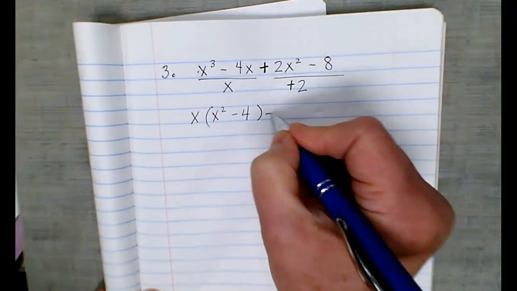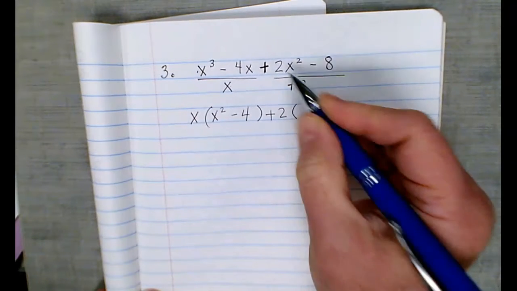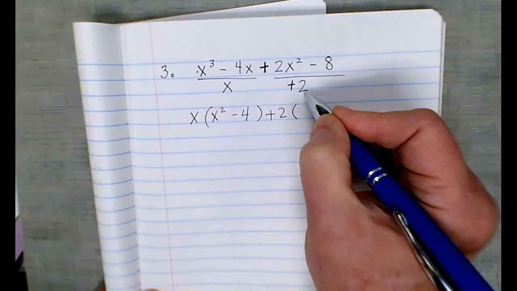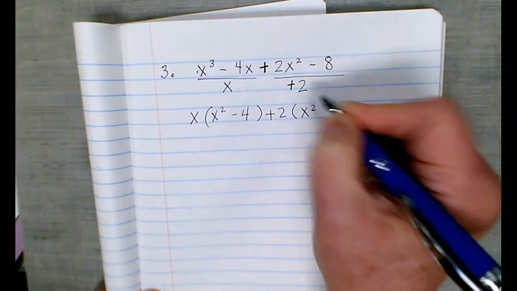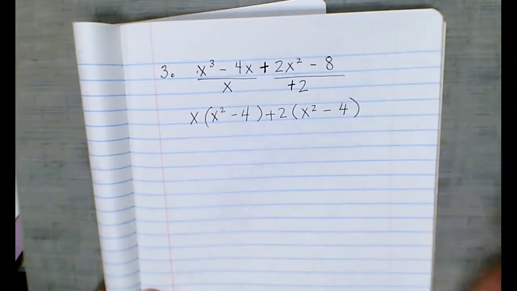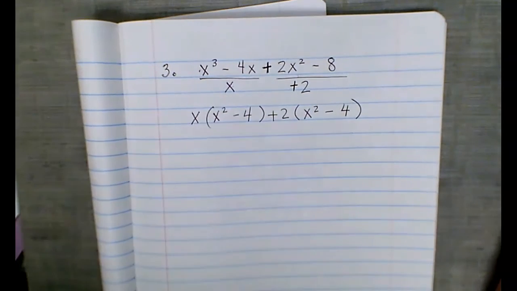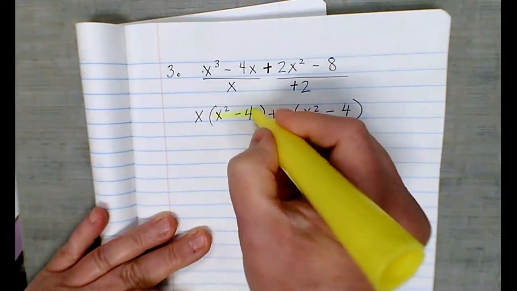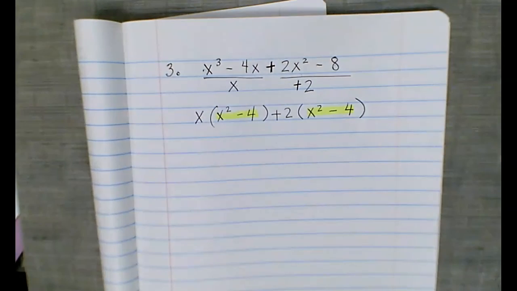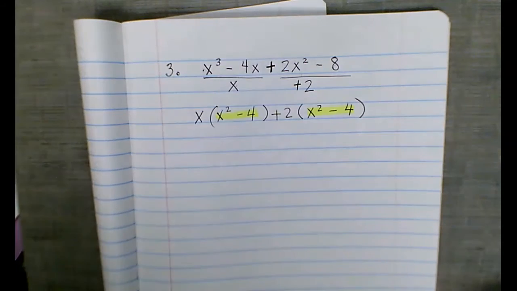I'm going to factor out a 2, and so the 2's cancel, and I have an x squared. 8 divided by 2 is 4. Look at that. Do you see a common factor?